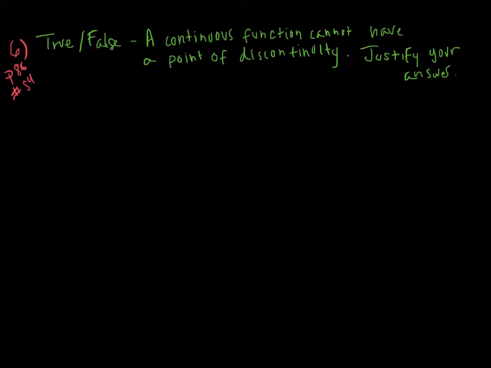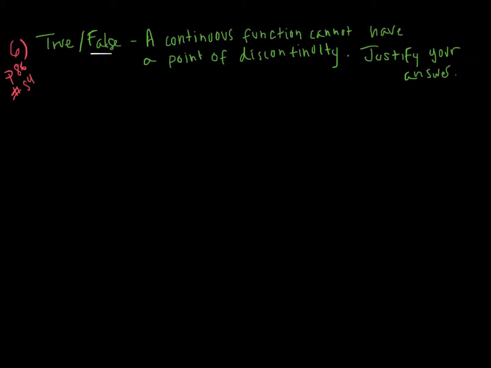Then come back. Okay, so this says, true or false, a continuous function cannot have a point of discontinuity. Think about what this means. This is saying you have some continuous function, and no matter what, there's no way you can think of a continuous function that has a discontinuity. And this is false. And the reason is that a continuous function is continuous on its domain.